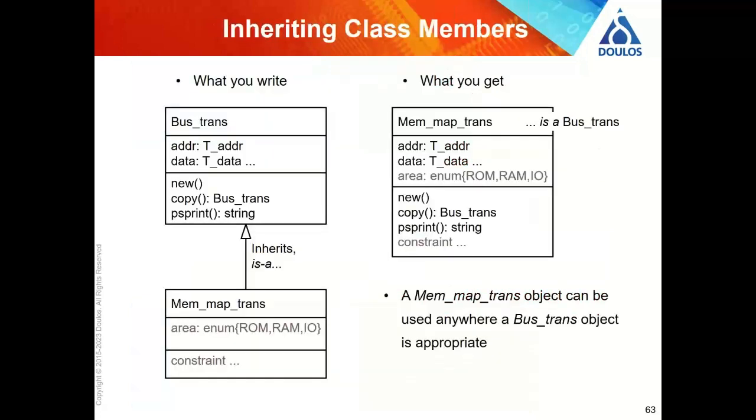So if we look at a UML type diagram, we're taking our original transaction and creating a new derived class that adds a constraint and, in this case, a control knob for controlling that constraint. And what we end up with is everything we've inherited plus the things we just added. And the really neat thing is that this new class can be used anywhere where the original bus transaction class would have worked. So we can add extra features into classes by extending them without breaking existing code.